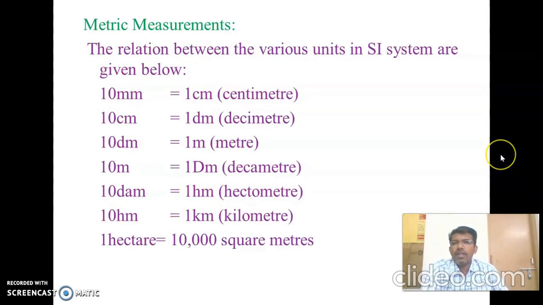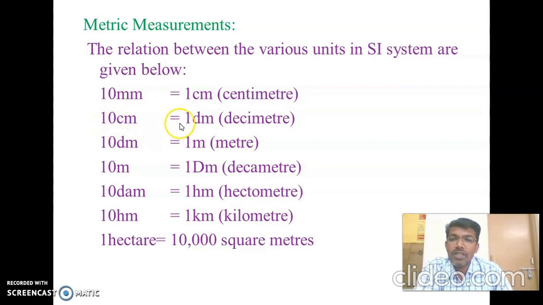So here you see the metric units. The relation between the various units in the SI system is given below. The first one is the minimum length that we can find, which is 1 mm. All of you know it, it is 1 mm, which is on the normal scale. Now 10 millimeters is equal to 1 centimeter, everybody knows. 10 centimeters is equal to 1 decimeter. So these are the different units that you are going to get. Please kindly remember these things.